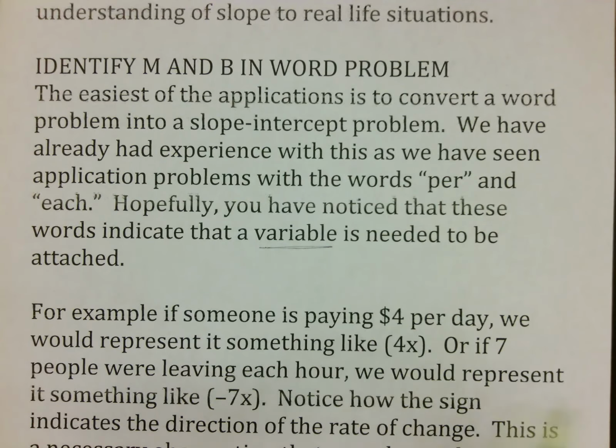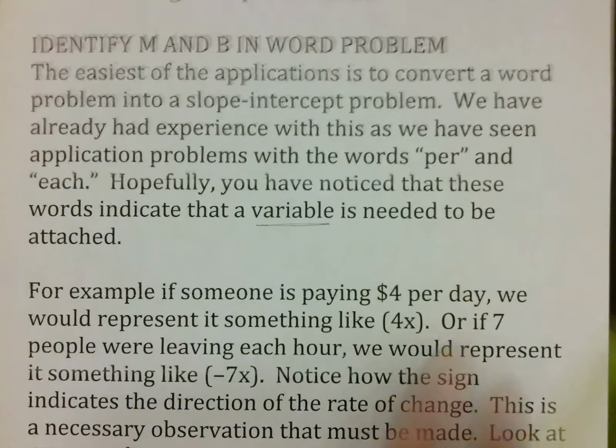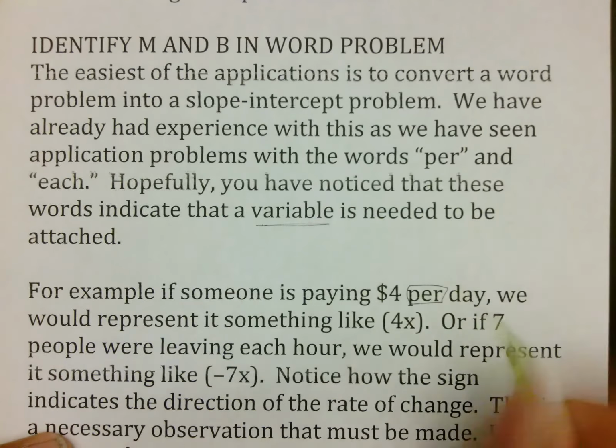For example, if someone is paying $4 per day, if they don't do any days at all, they owe nothing. If they do 1 day, they owe 4. If they do 2 days, they owe 8, and so on. So it changes, and so we would represent it something like 4x. Again, notice that the word here is $4 per day.